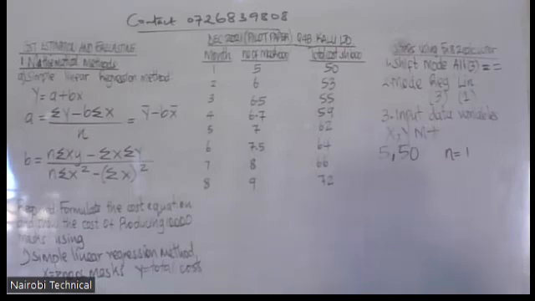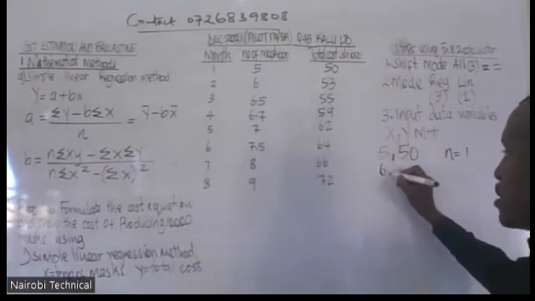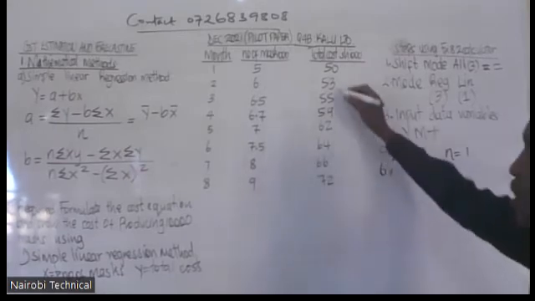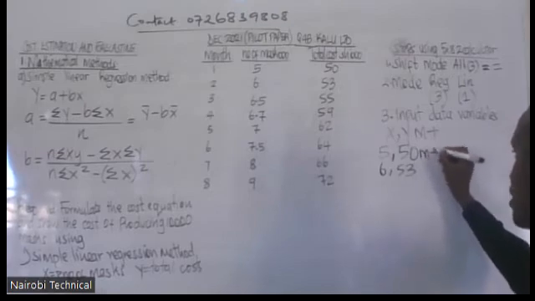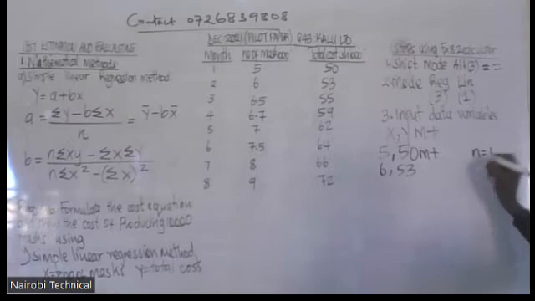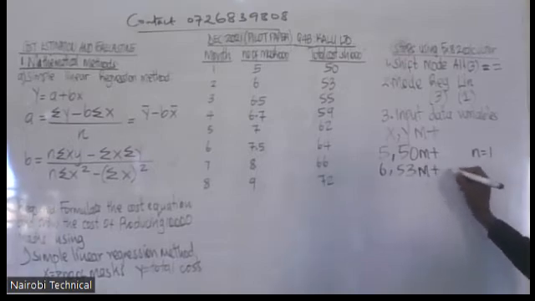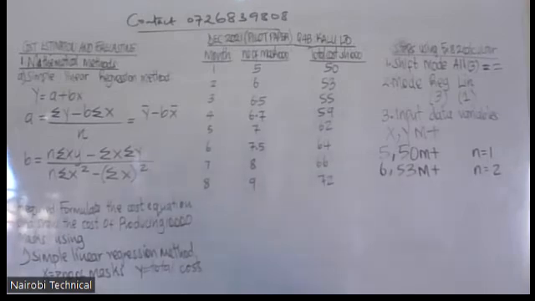The next one is you press the next observation, 6, comma, 53. This should be M plus. That N is equal to 1. M plus, if N is equal to 2. So you press 6, comma, 53, M plus, so that N is equal to who?